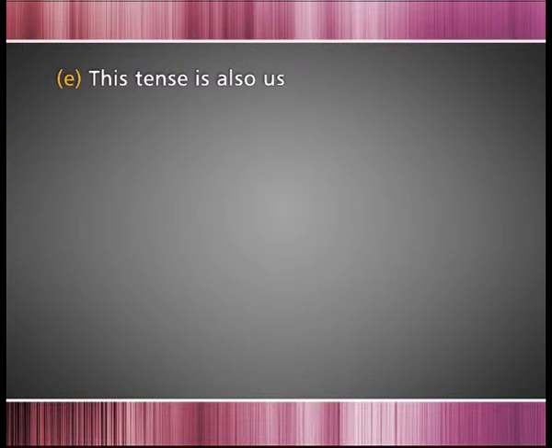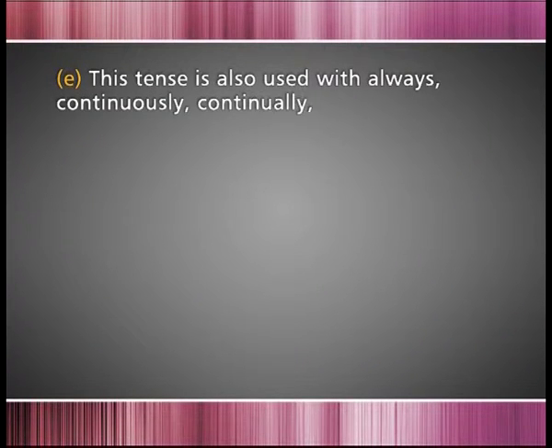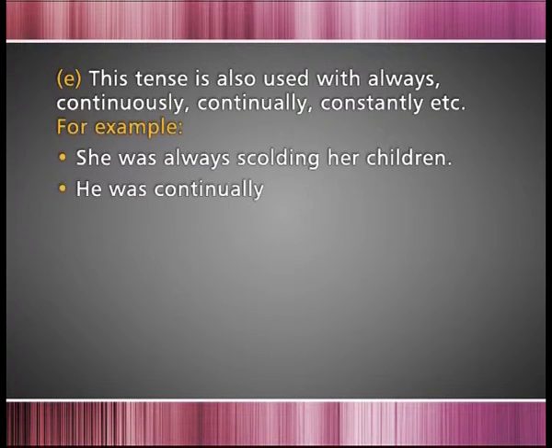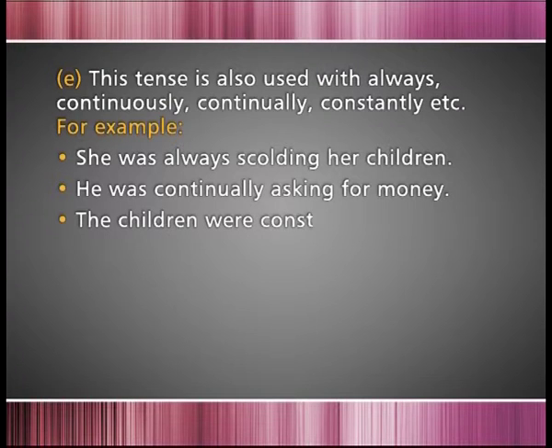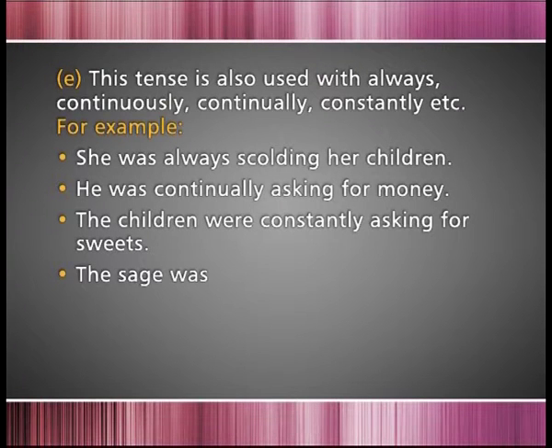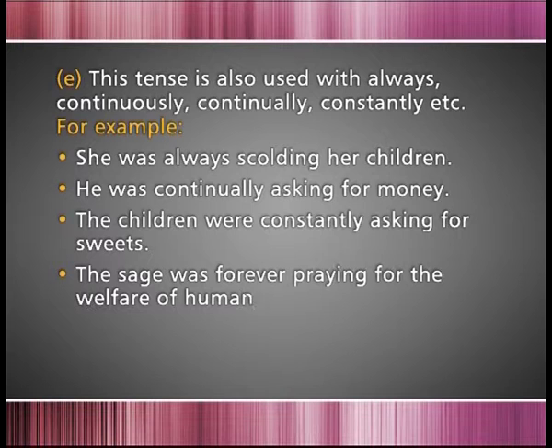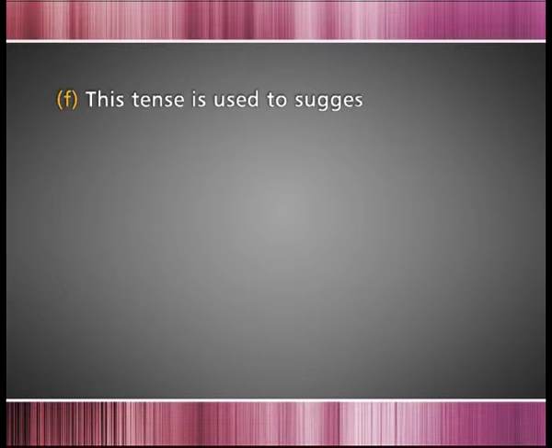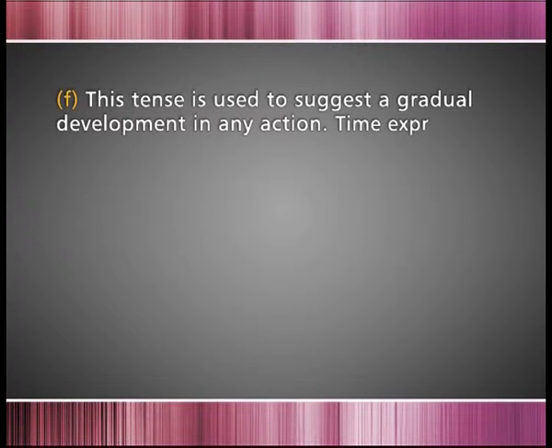E. This tense is also used with always, continuously, continually, constantly, etc. For example, she was always scolding her children. He was continually asking for money. The children were constantly asking for sweets. The sage was forever praying for the welfare of humanity. He was always grumbling. She was always ringing me up. In this type of sentences, the adverbials always come after the helping verbs, was or were. F. This tense is used to suggest a gradual development in any action.